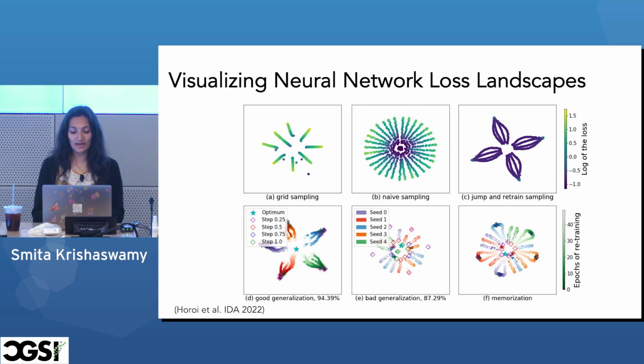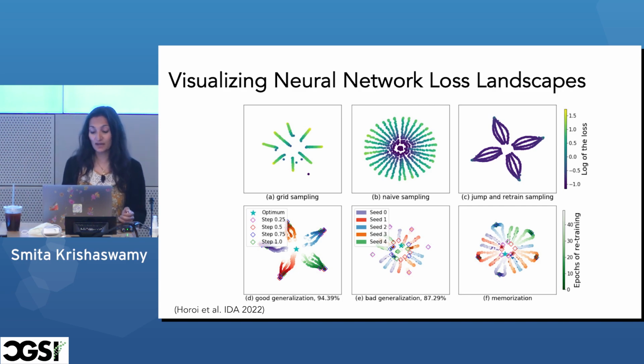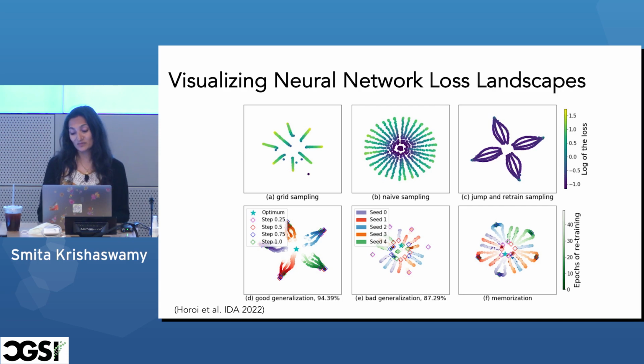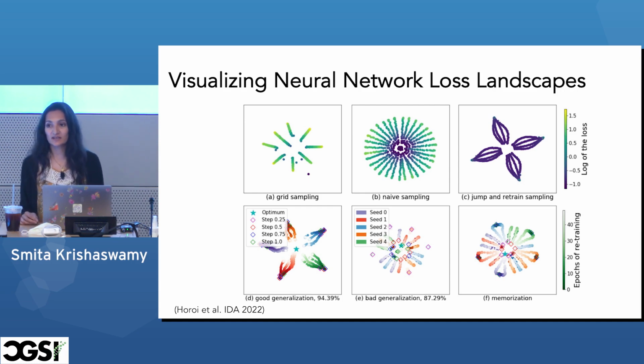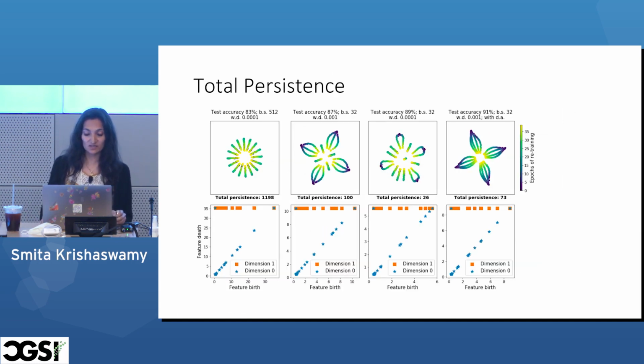There are different ways of sampling this, but what we discovered is when we do this jump and retrain experiment, we can actually tell the difference. So if you're at a good minima and you jump out, you pretty quickly converge back to the same minima, which gives it kind of this flowery shape. If you're at a bad generalizing minima, it'll try to leave. It'll try to escape and it doesn't come back. And when you memorize, we still don't know why, but it sometimes escapes, but sometimes meanders back after a long time. But this is kind of an interesting way to do that.